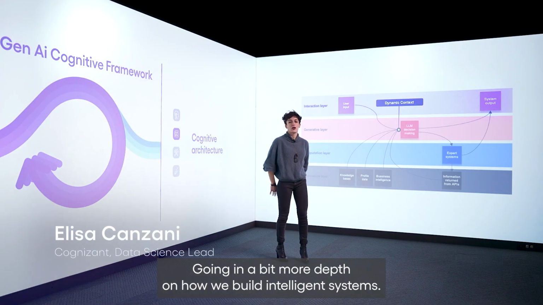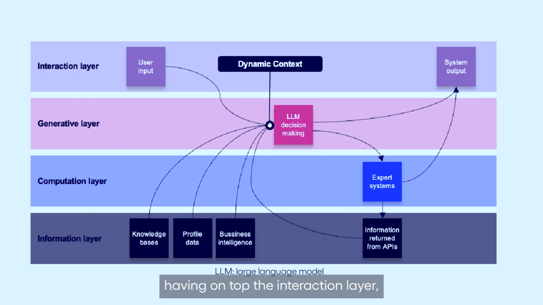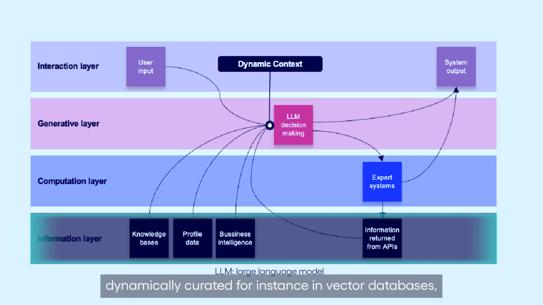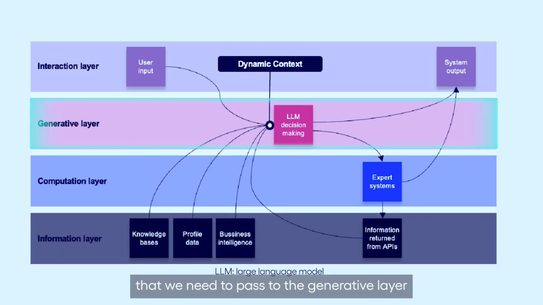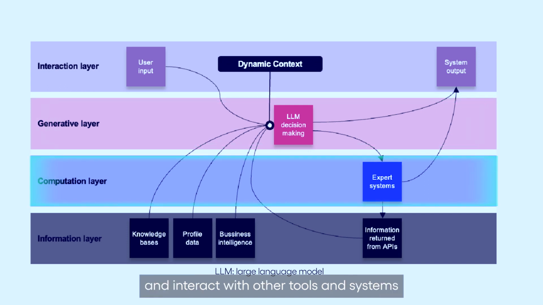Going a bit more in depth on how we build intelligent systems, this is our cognitive architecture, having on top the interaction layer, that is the interface with the user. At the bottom, we find the information layer, where we collect all the information dynamically curated, for instance in vector databases, that we need to pass to the generative layer as a context. Here, our LLM acts as a decision-making engine to best respond to user and interact with other tools and systems from the computational layers, for example, calculators and APIs.